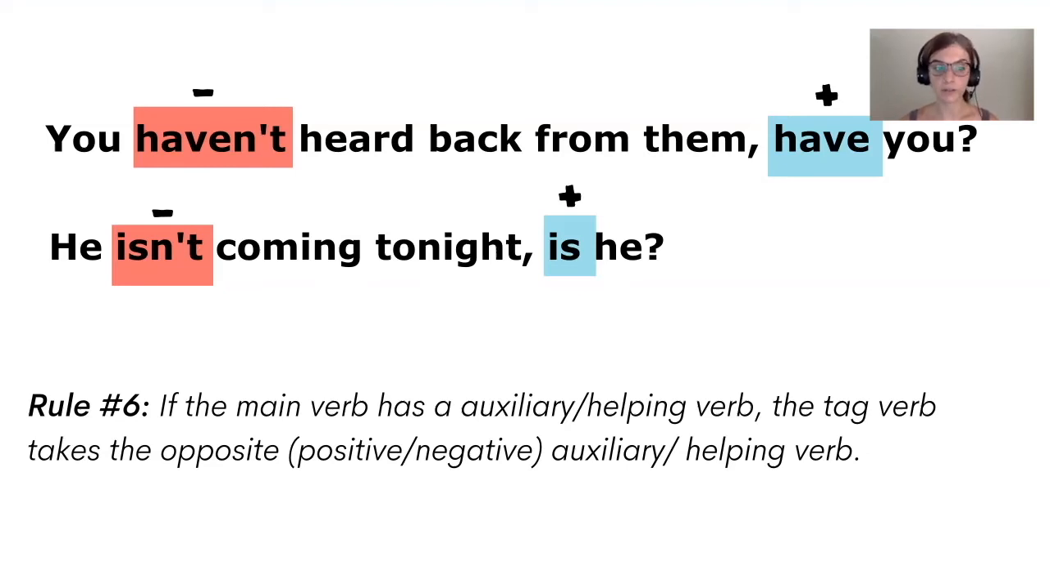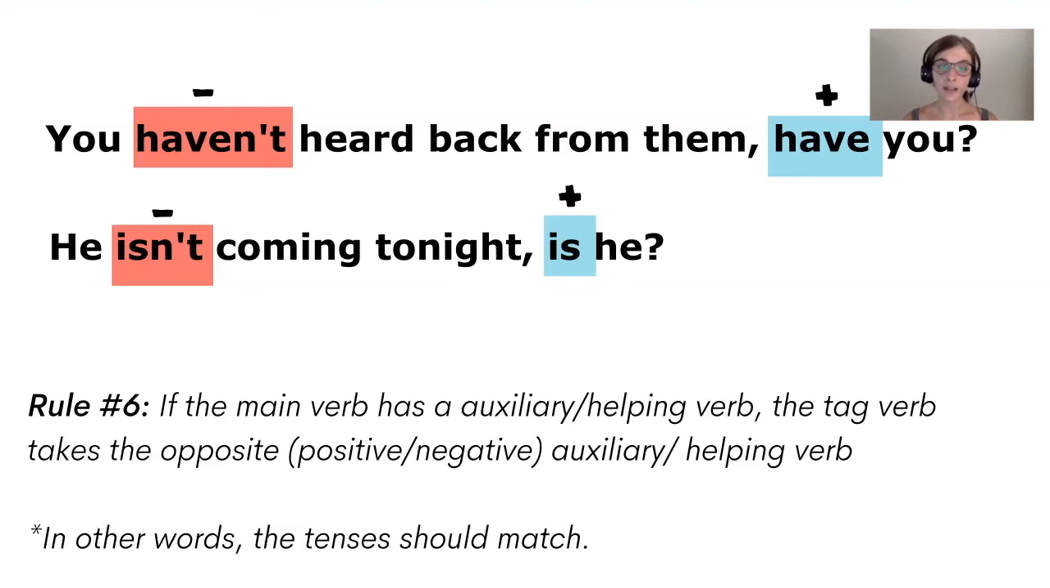Same with number 2, the second example here. He isn't coming tonight, is he? This is present progressive. And to make the present progressive, we need the helping verb is or be. So that means that it needs to be on the other side as well in the tag. He isn't coming tonight, is he? We don't need any other verb. We just need that helping verb on the other side. In other words, the tenses should match. The helping verbs should be on both sides and not necessarily the main verb, but just the helping verb.